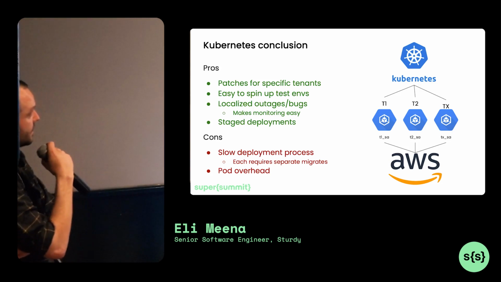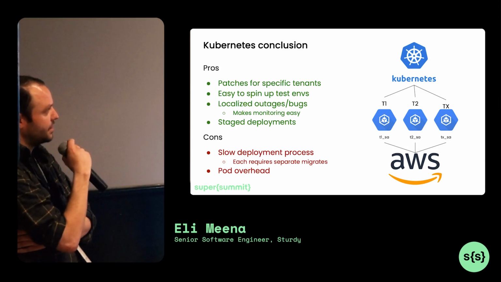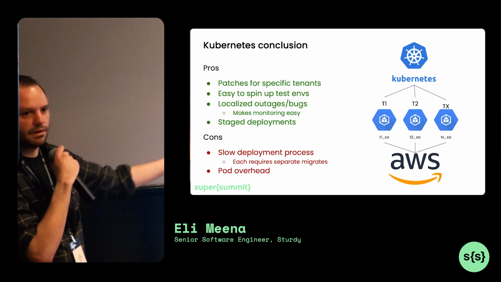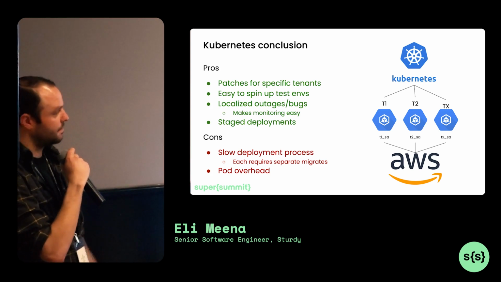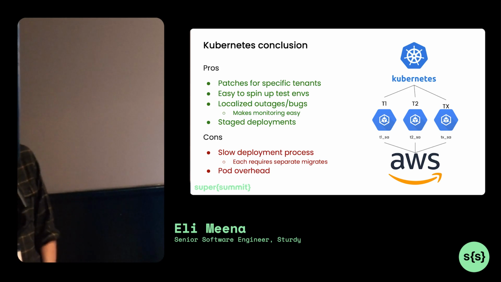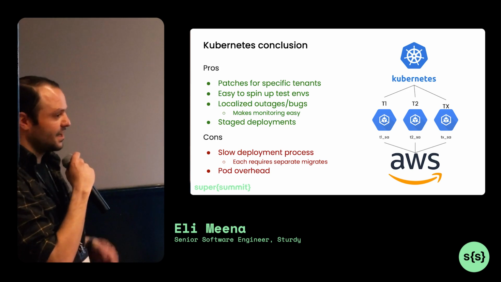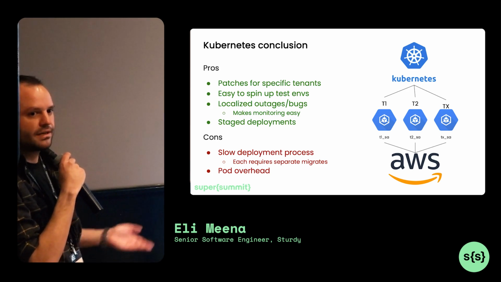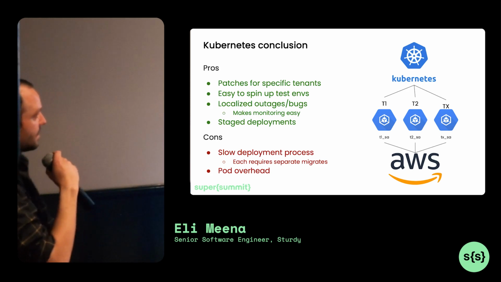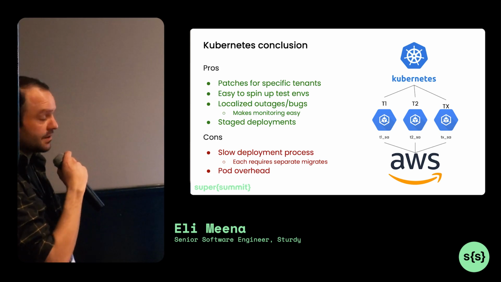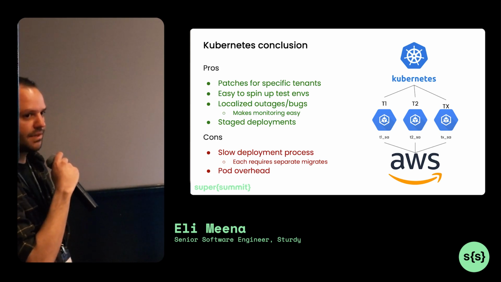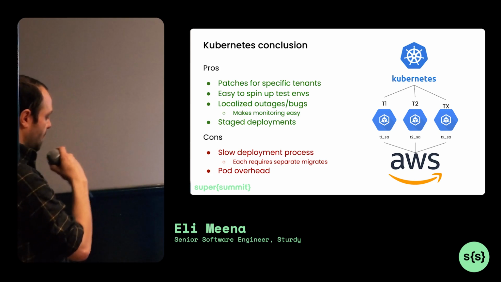So, conclusions about this. One really nice thing is we can individually patch specific tenants. If one person's having an issue and we don't want to do a full deployment, we can get that bug fixed out super quick, and it's not going to affect other people, which has been very, very nice. It's also very easy to set up test environments. Once you've done a single tenancy, you can also have very isolated special test environments very easily. That's basically all the setup work you've done for that works for test environments. Again, the localized outages and bugs have made monitoring very easy to spot bugs, figure them out, and get patches out really quick. Just some cons about this.